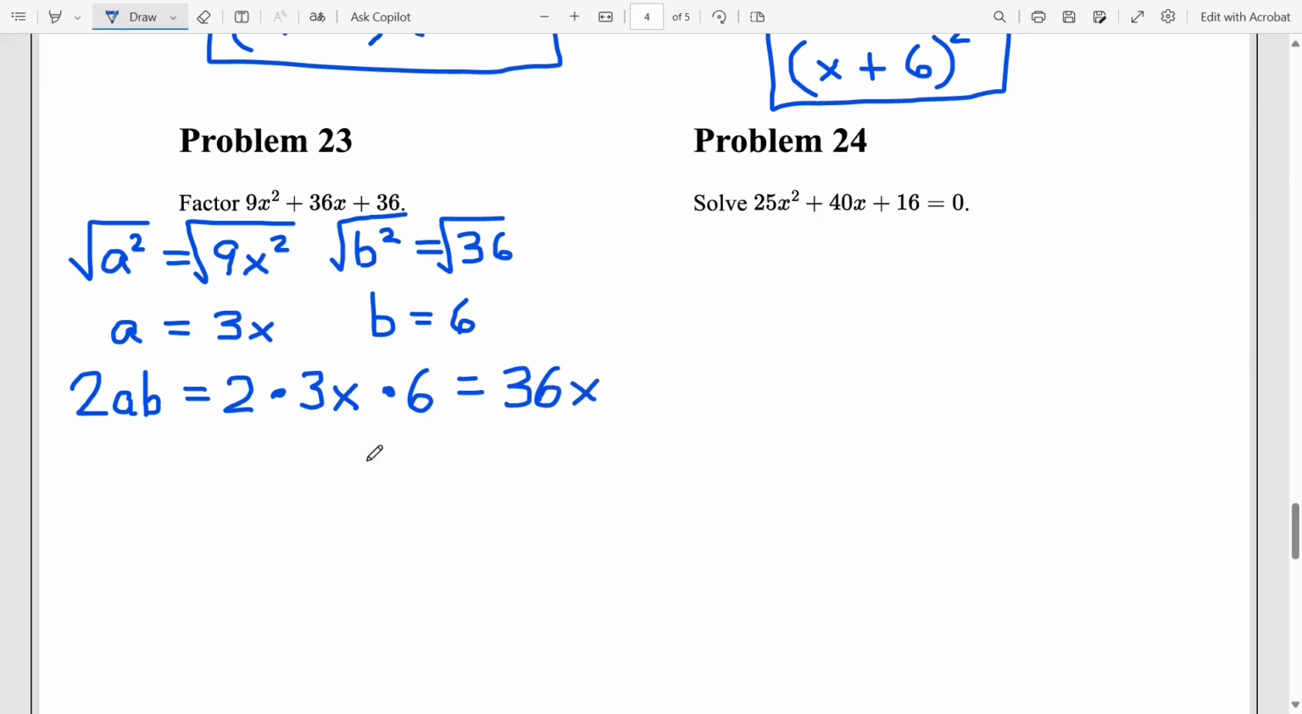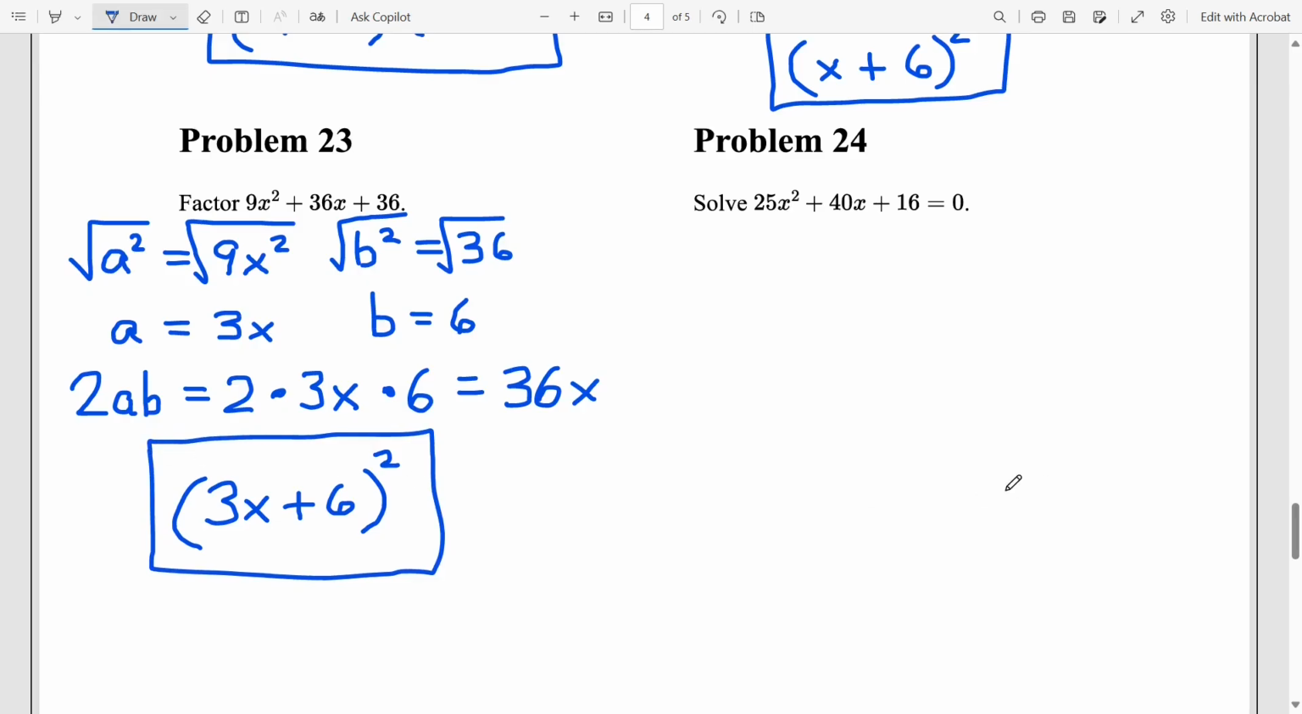So this does check out. It is a perfect square trinomial. It will factor into the form of the quantity a plus b squared. In this case, 3x plus 6 squared. Okay, and that's it for that one.